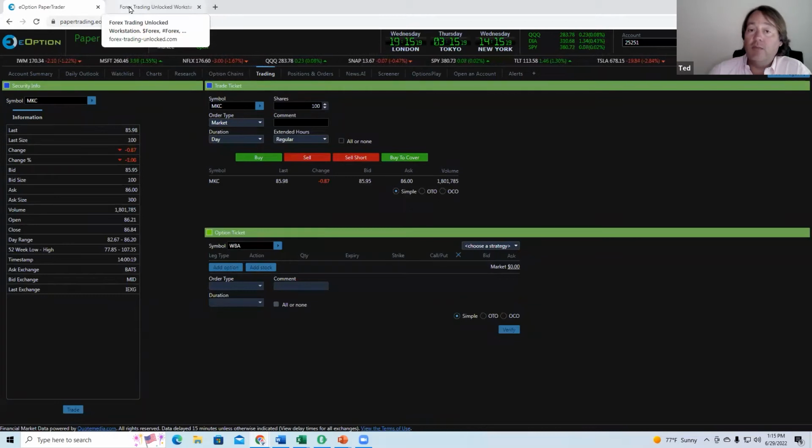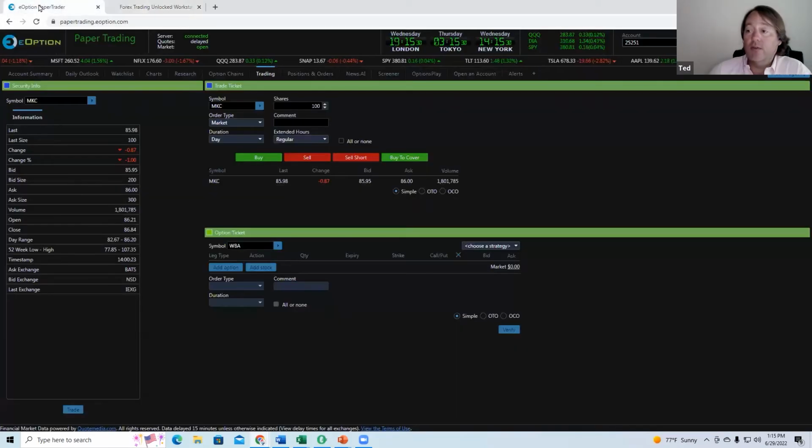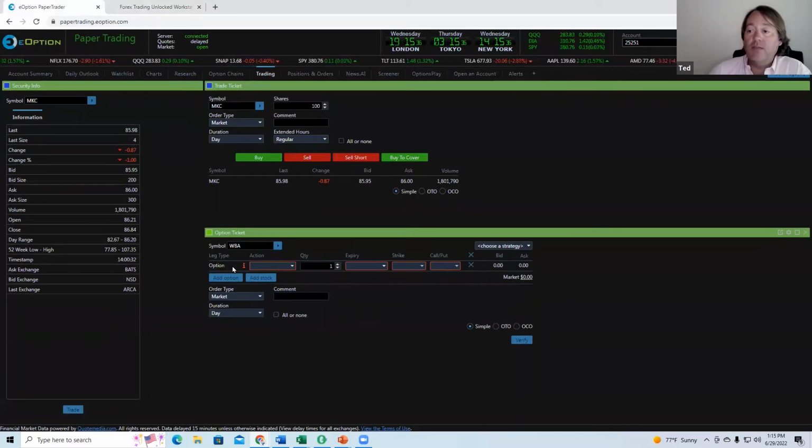Each option represents 100 shares. So let's say you own 100 shares of McCormick. It's trading right here at $85.97. Your position's worth a little over $8,500. Okay. So if you wanted to buy a call, then we go here, we go to add an option. Okay. So this is where we start to look for it. So action right here, we're going to buy to open.